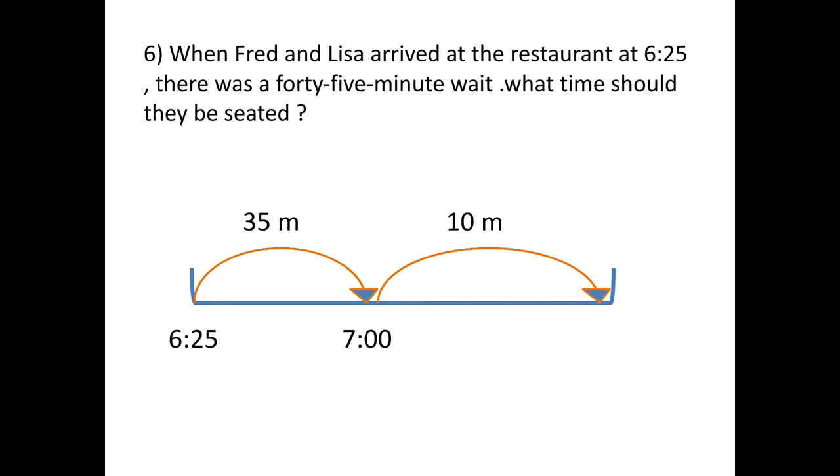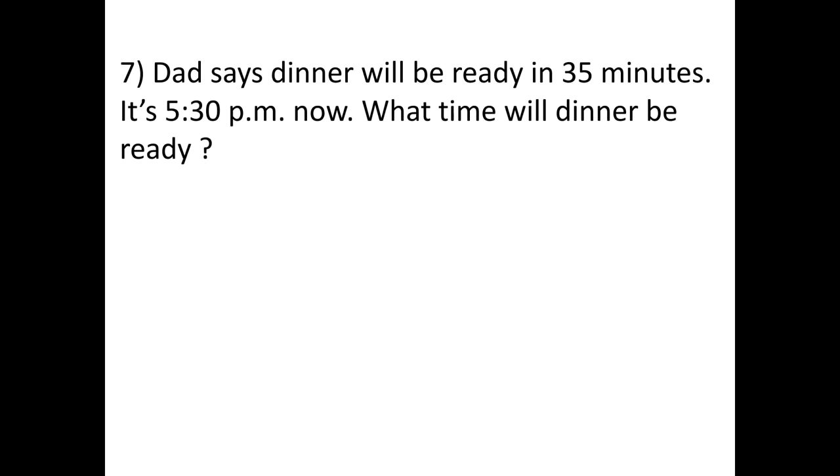So after 10 more minutes, what is the time going to be? From 7, I add 10 minutes, it's going to be 7:10. So now I got the end time which I needed to get in this question. So they should be seated at 7:10. Got the idea? You're going to do the same steps exactly, but you will get the end time instead of the elapsed time.